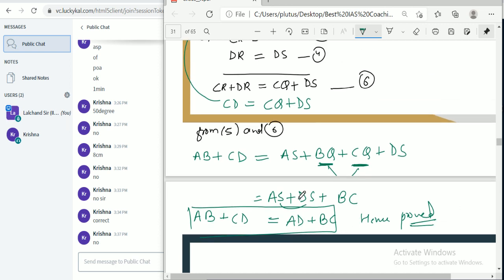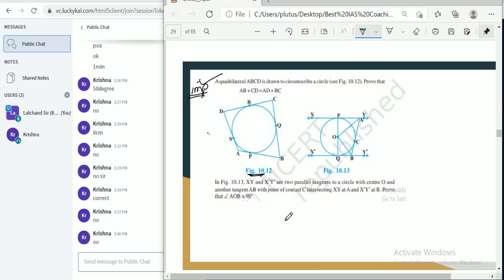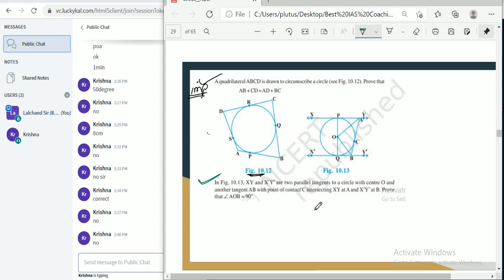Okay, is there any doubt in this question, Krishna? This is a very important question. You need to understand this. Okay, fine. So can you try this second question now? Can you try to solve this second question now? Okay, try this question.